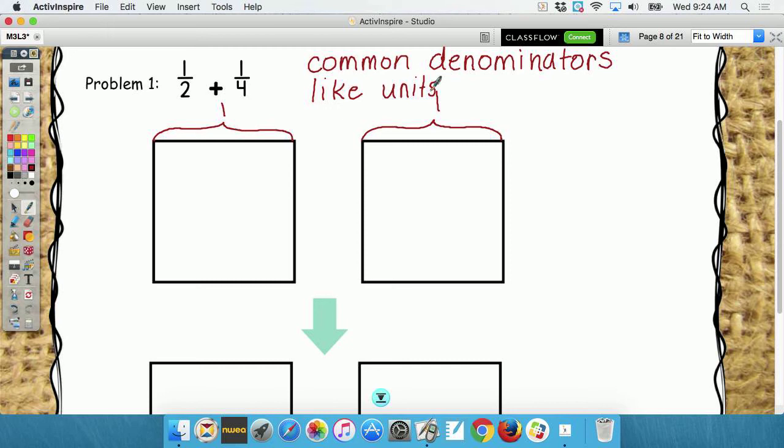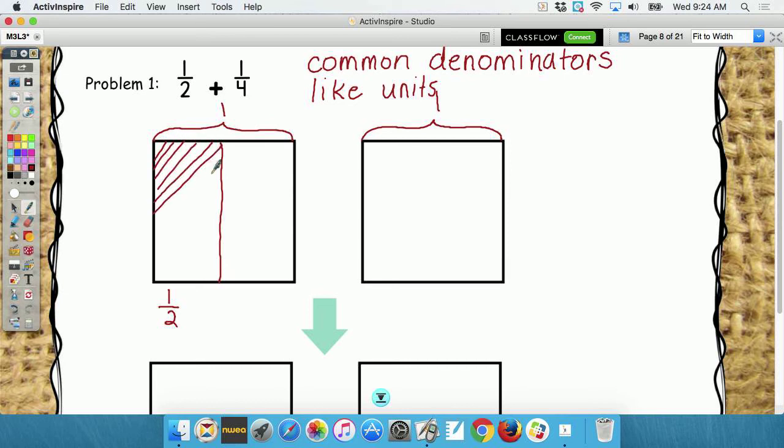All right, so the first step in finding common denominators, or like units, is to, are you ready for this? Here's the easiest way. Just multiply the denominators together. What are the denominators? So 2 times 4 is 8. So my new denominator is going to be 8, but we'll get to that in a minute, okay? So here's how you show it on an area model. The first area model, we're going to put the first fraction on. So you're going to cut it into 2 equal pieces and shade 1/2.